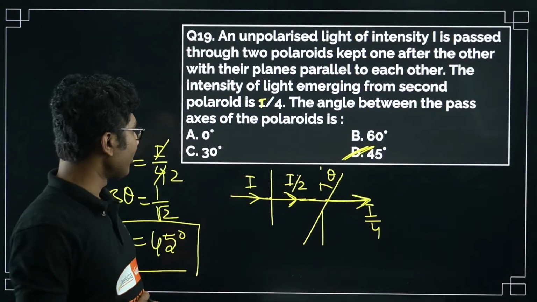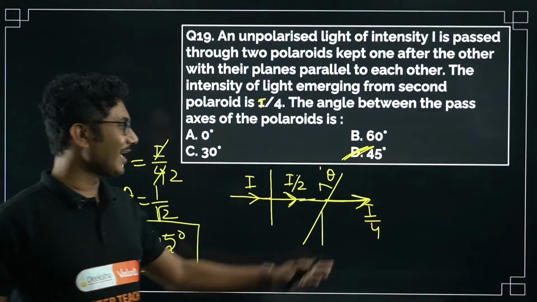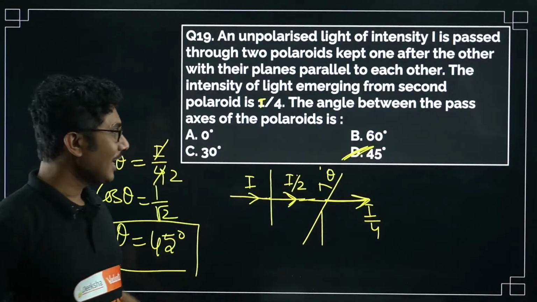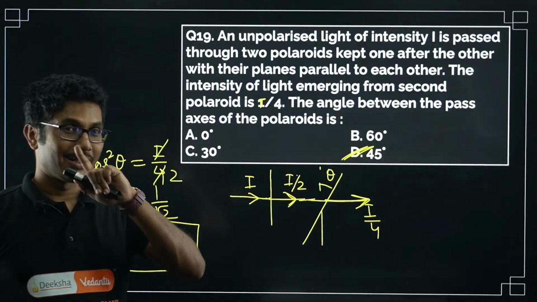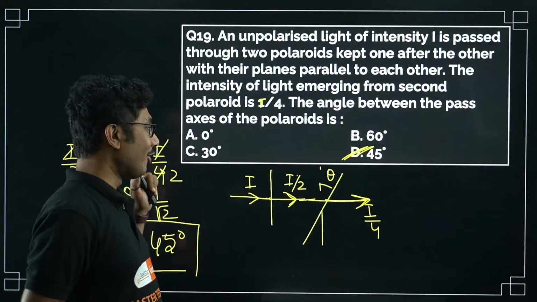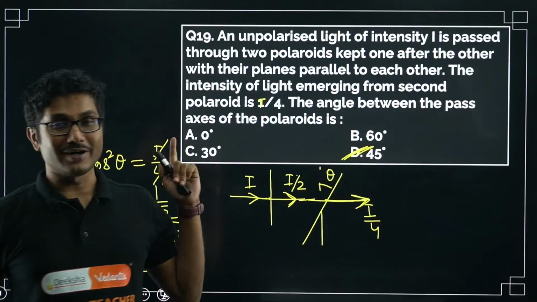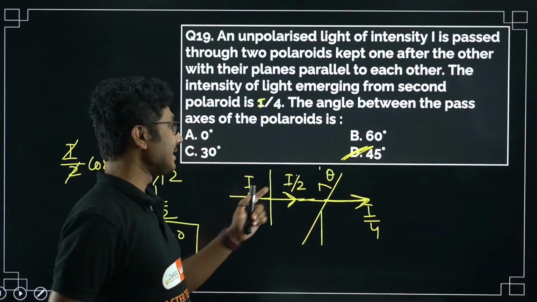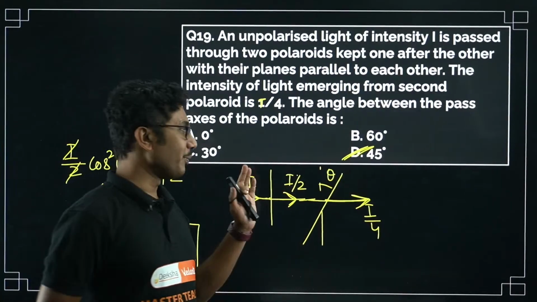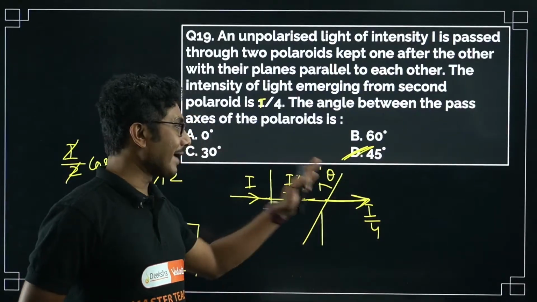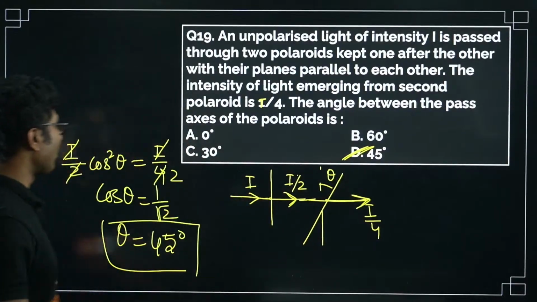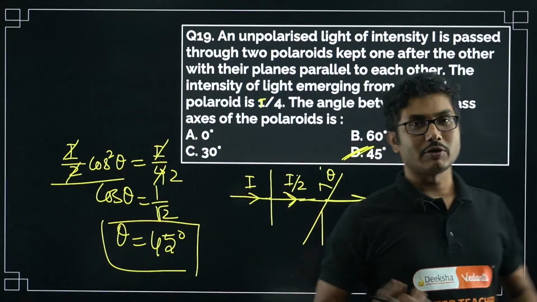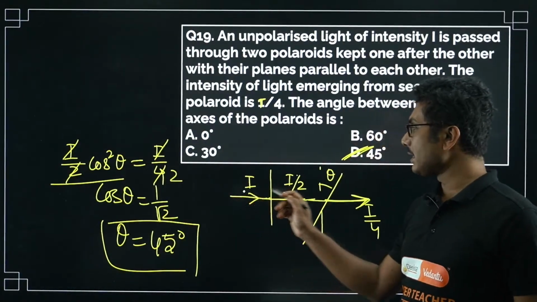Why 0? If it is 0, then how can it be I by 4? It should have been I by 2 then. Only unpolarized light, remember this very carefully. Only unpolarized light, the first time it enters a Polaroid, its intensity will be I by 2. From there onwards, wherever there is a Polaroid, they will follow Malus law. For the first surface only, Malus law is not applicable. It directly becomes I by 2.